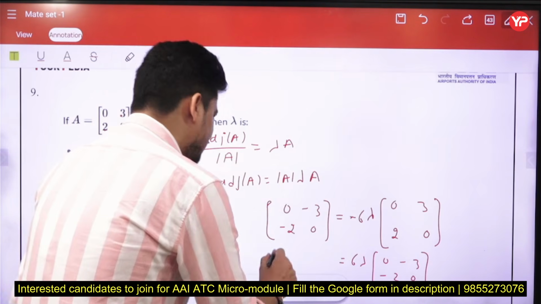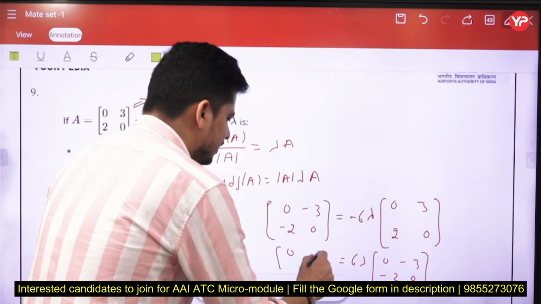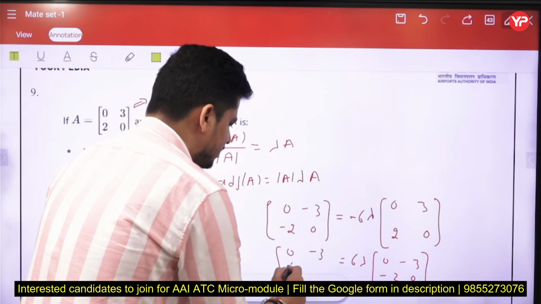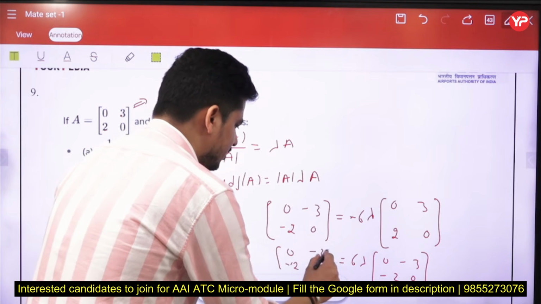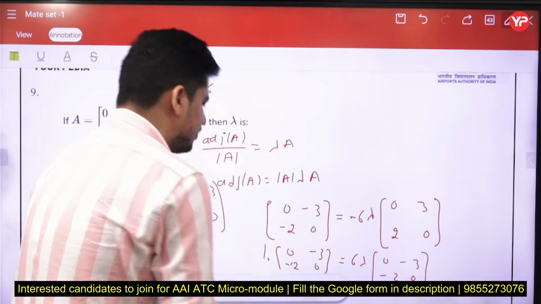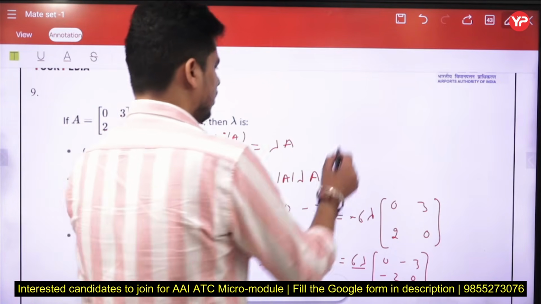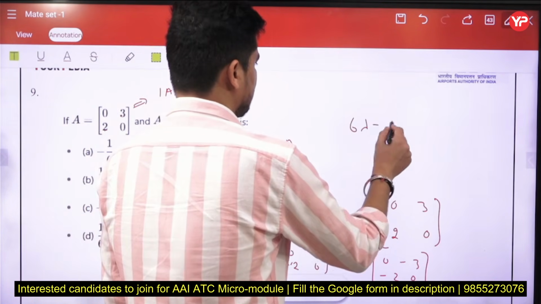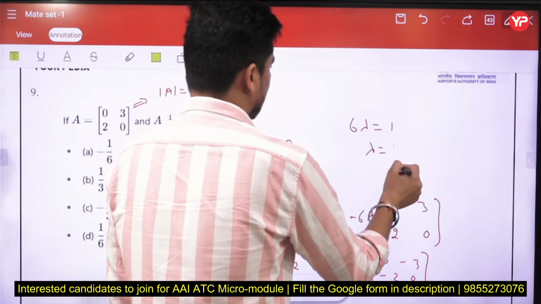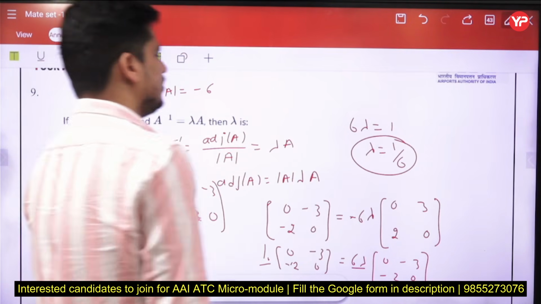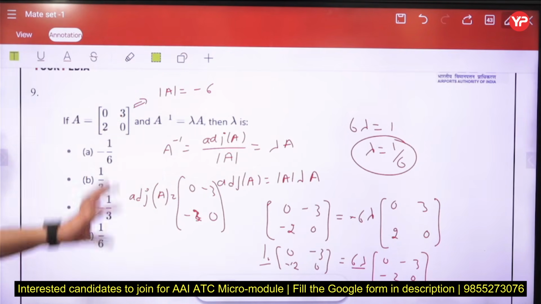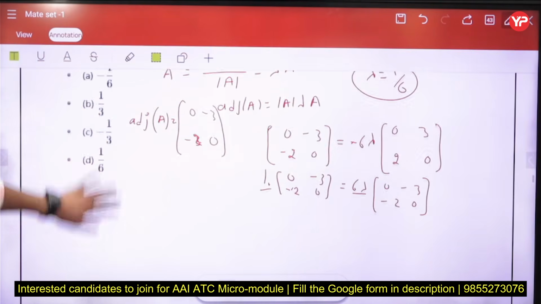So if you compare both sides, these matrices now become the same. So its multiplication factor is 1, then this factor should be equal to this 1. So we can say that 6 lambda is equal to 1 and lambda value is going to be 1 by 6. This is a very good question. Sometimes he may ask you this type of question, right? Okay, next.